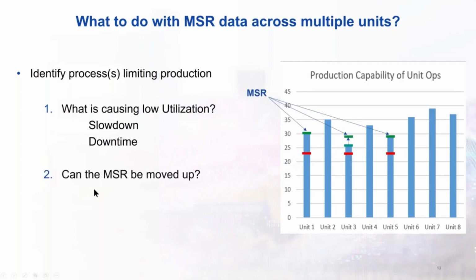But you can take another tack and ask, can the MSR be moved up? That's a whole different approach, and you do them both, but it asks: can we spend capital? What can we do to address a physical limitation, spend money, and get that particular unit operation to run faster? So work on utilization and then work on moving the MSR.